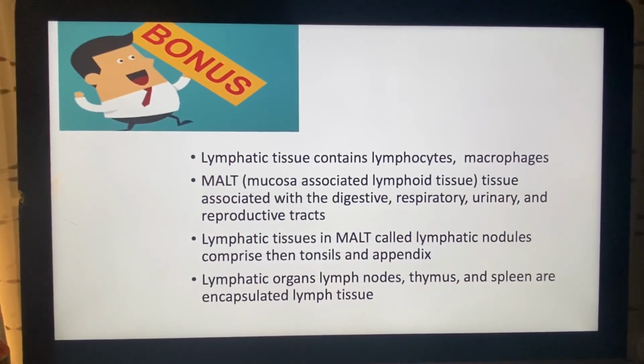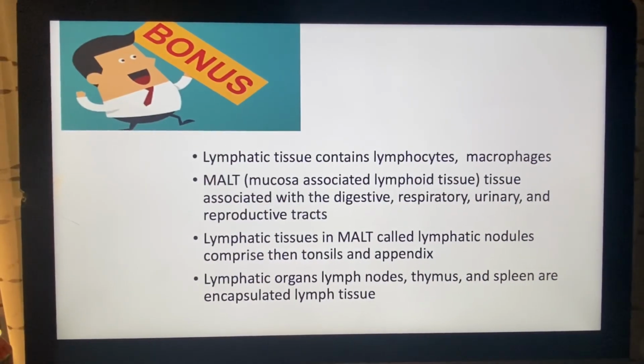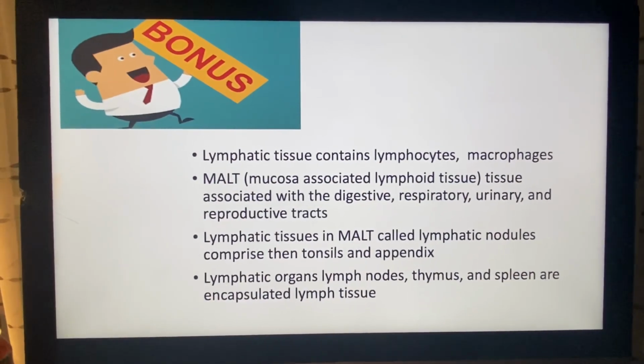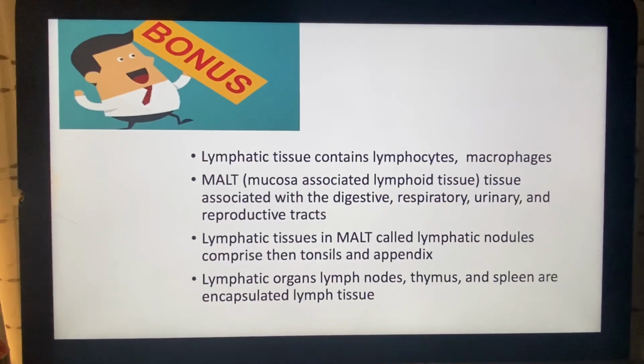Lymphatic organs, lymph nodes, thymus, and spleen are encapsulated lymph tissue. Hope you learned something.